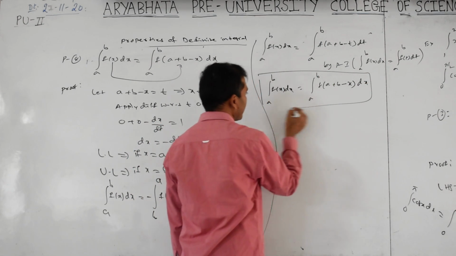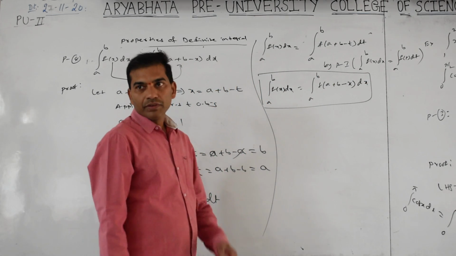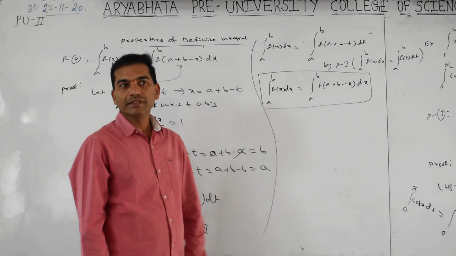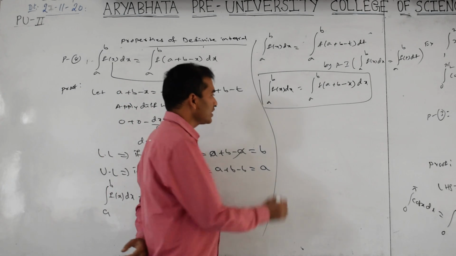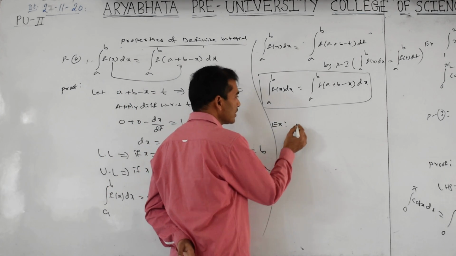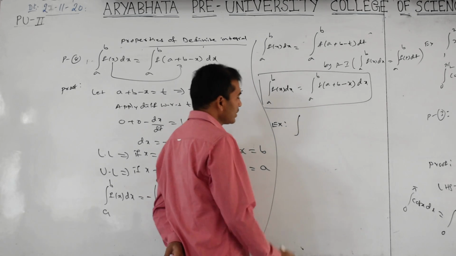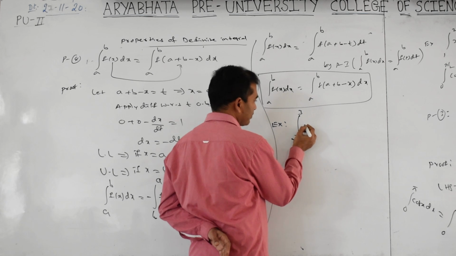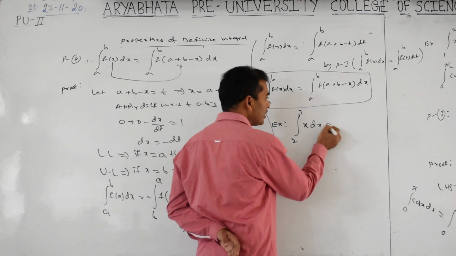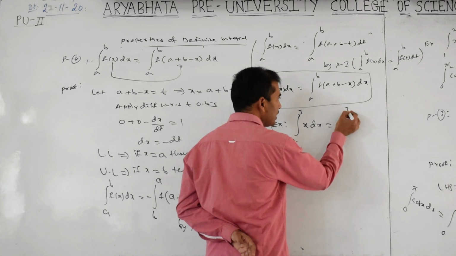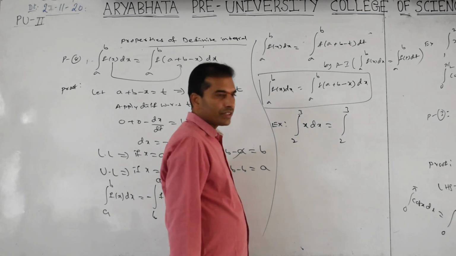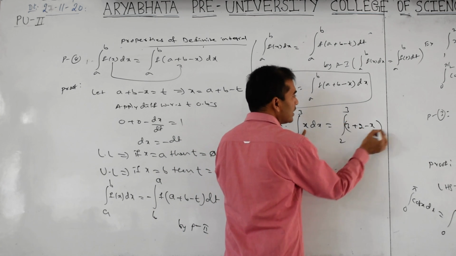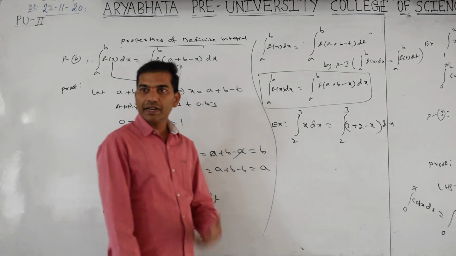This is a very important property. What is this property? X replaced by sum of the limits minus x. Then the answer will be the same. See, example. Integration of 2 to 3 x dx, which is equal to, tell me, 2 to 3, x replaced by sum of the limits 3 plus 2 minus x dx. Answer will be the same.